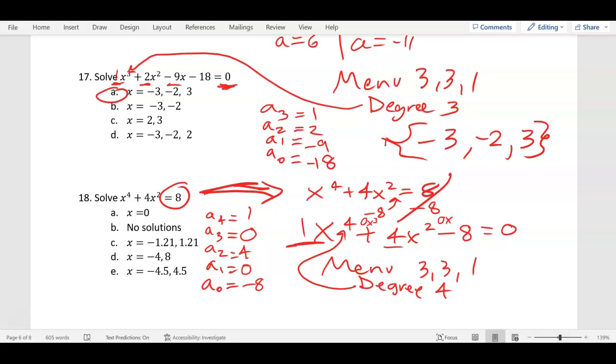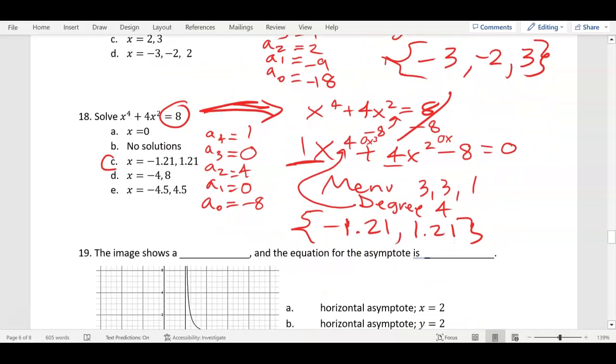All right, so I go and I press menu 331. I make sure it's degree 4. Okay, A4 is 1, A3 is 0, A2 is 4, A1 is 0, A0 is negative 8. I hit enter, enter, enter, and I get negative 1.21, and then 0.21. All right, my answer is C. Cool.